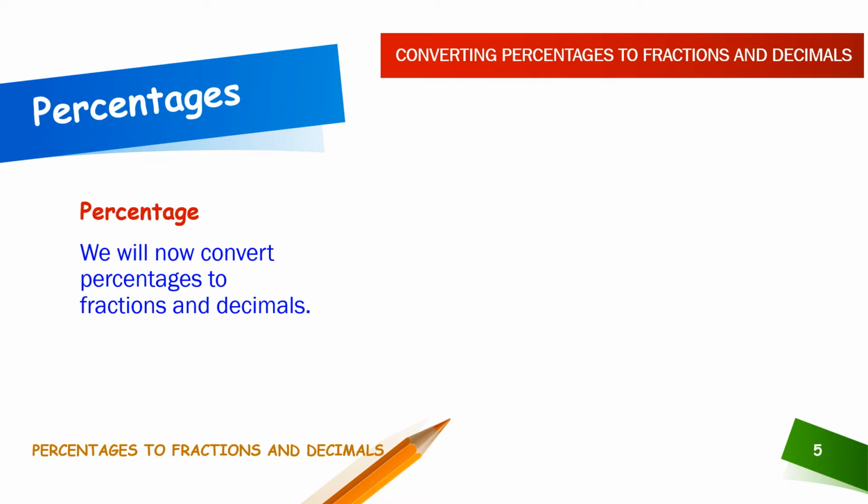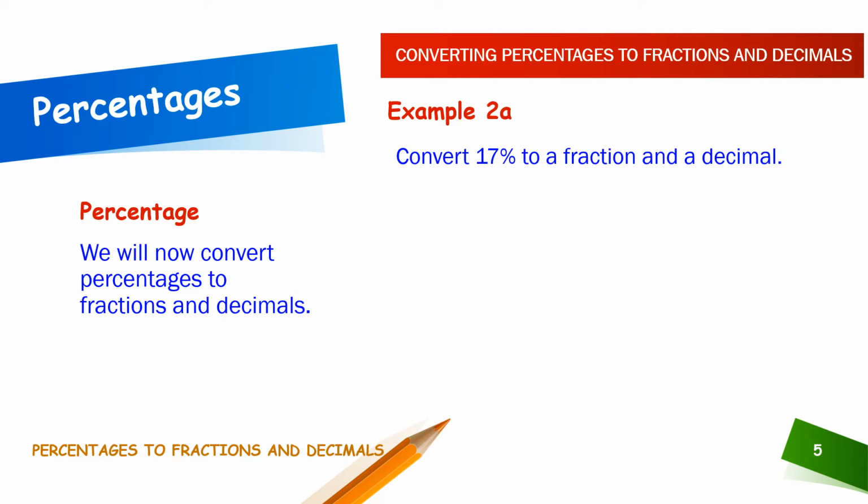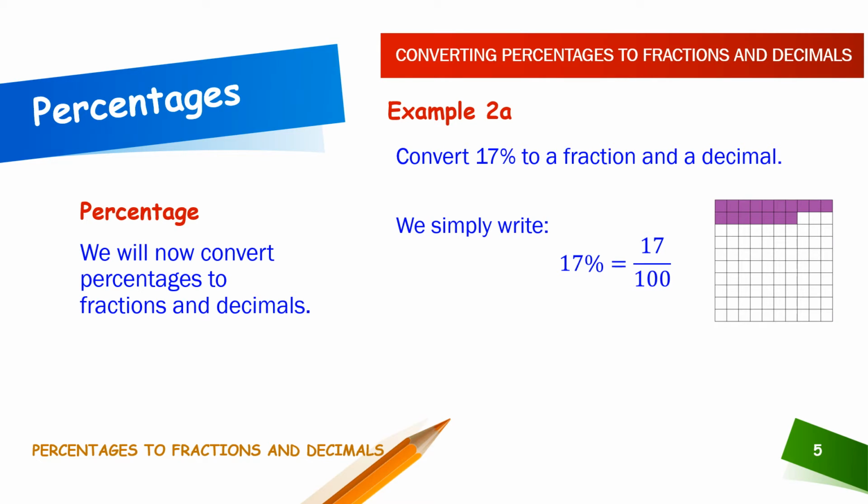We will now convert percentages to fractions and decimals. Let's take a look at an example. Convert 17% to a fraction and a decimal. Since 17% denotes 17 parts out of 100, we simply write this as 17 out of 100. And as a decimal, this is 0.17 from our previous knowledge of converting fractions to decimals.